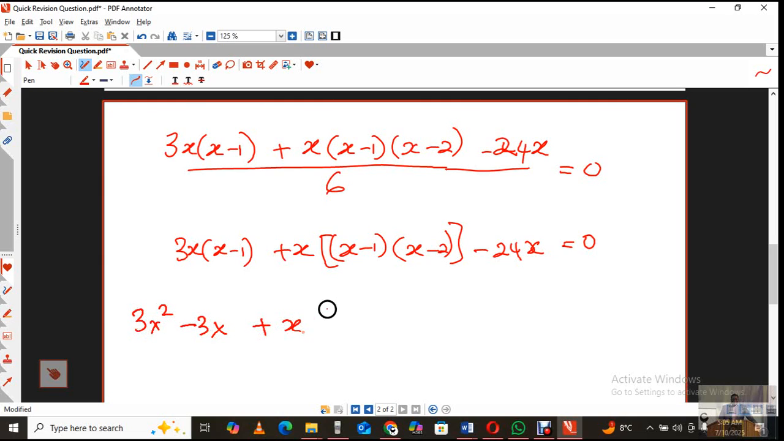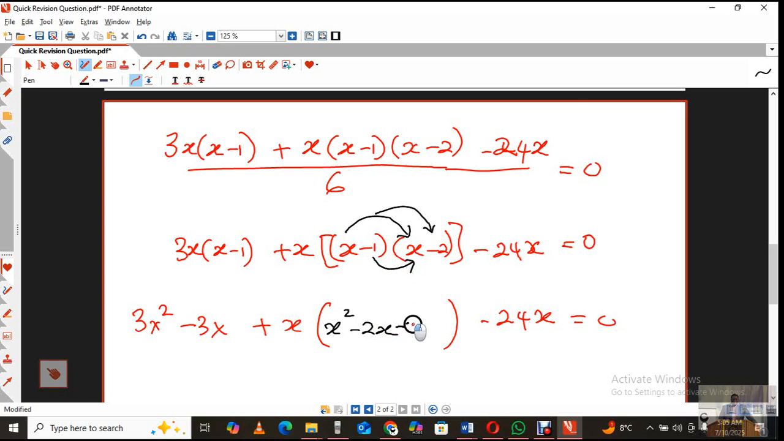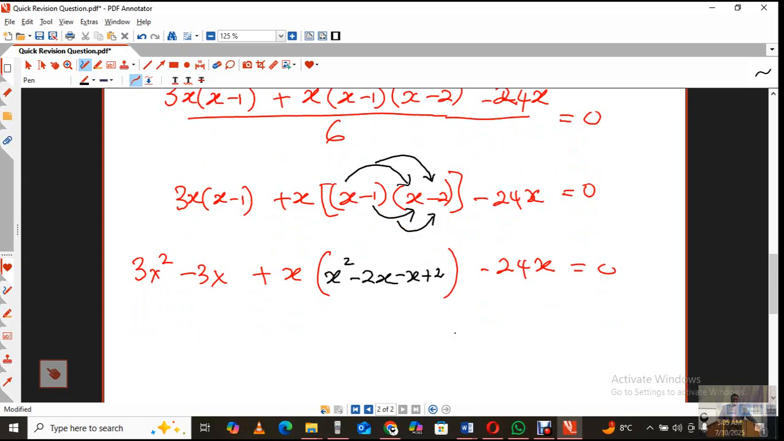Well, I'm going to have plus x in here. Inside the bracket, if you were to multiply, you're going to have this times that, which is x squared, that times that, which is minus 2x, minus x, and plus 2. Okay, so let's just clean up what we can so far.